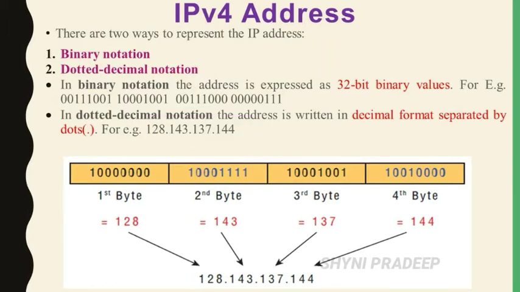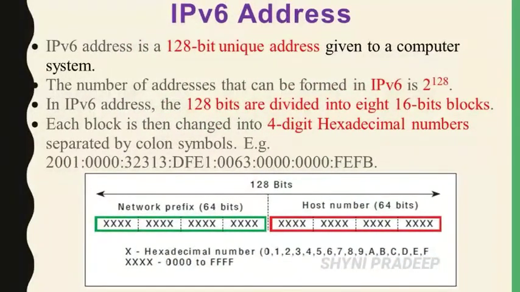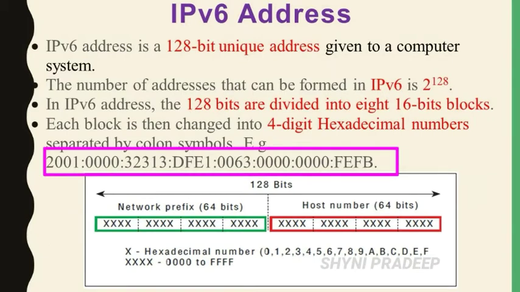And the next address is the IP version 6 address. This is a 128-bit unique address given to a computer system. The number of addresses that can be formed in IP version 6 is 2 power 128. Here 128 bits are divided into eight 16-bit blocks. Each block is then changed into 4-digit hexadecimal numbers and separated by colon symbols. See here, these 4 digits are separated by colon symbols.